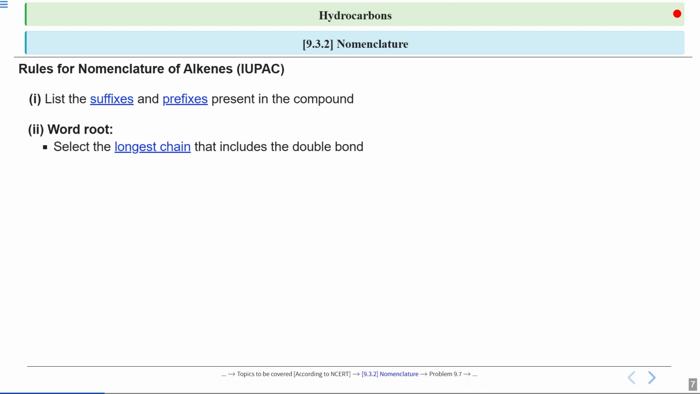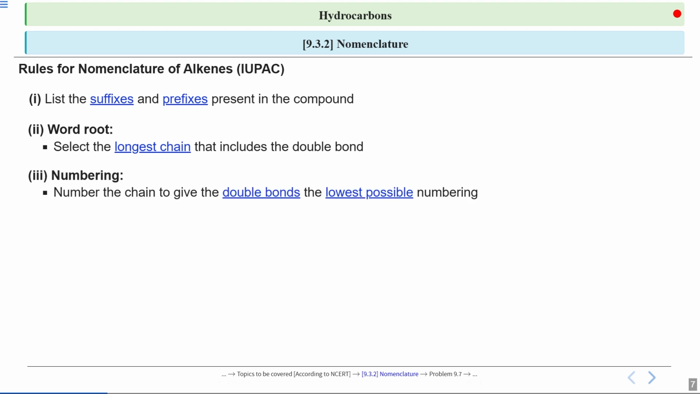and that should include the double bond or the triple bond if it is present. Okay, so your longest chain, if it is there, then you should be keen that your longest chain must contain the double bond or the triple bond, means the unsaturation should be within that longest chain. Got it? Next part, we have the numbering part.